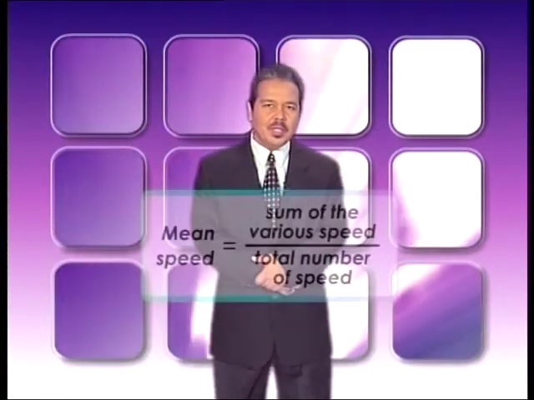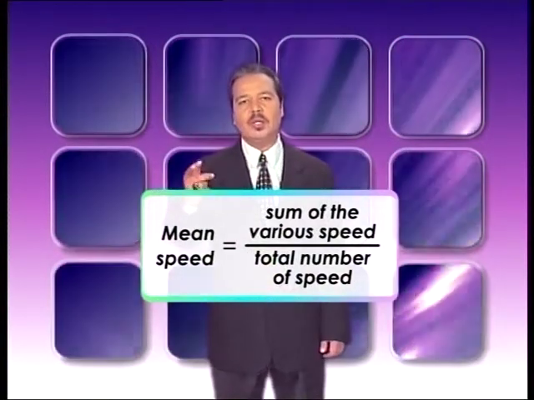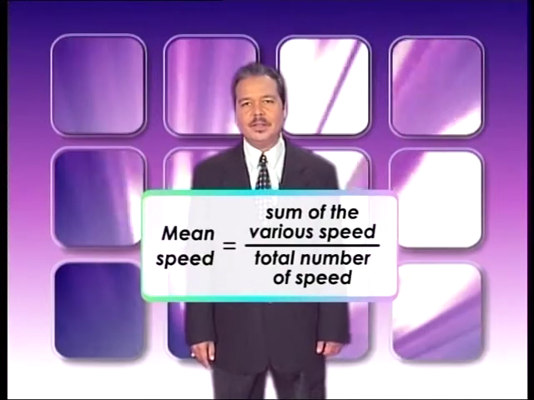Average speed is different from the mean speed. To calculate average speed, we only need to know the total distance traveled and the total time taken for the whole journey. This is different in calculating the mean speed of a certain movement. To find the mean speed, we need to know the sum of the various speeds divided by the total number of speeds considered.